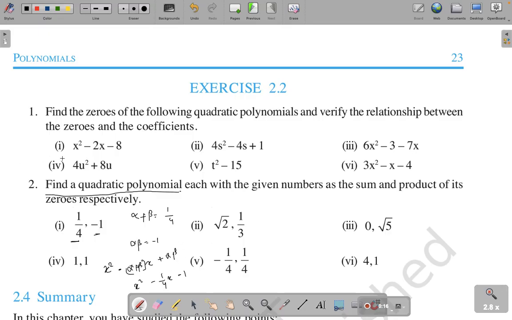Here you just have to find the zeros. Again, this is simple. So this will be x square minus 4x plus 2x minus 8. So you'll find the zeros and then verify alpha plus beta. You'll find the value of alpha plus beta from the roots that you just got. And then you'll check what is the value of minus b upon a. If they are the same, then you have verified it correctly. If they are different, then your root must be wrong. You have to re-verify your root.